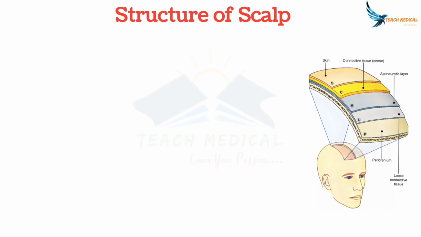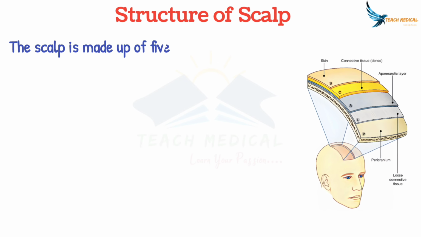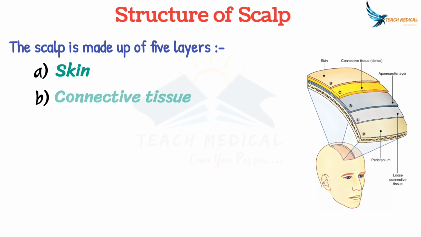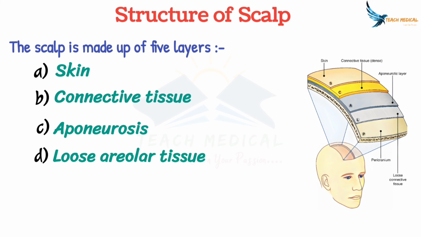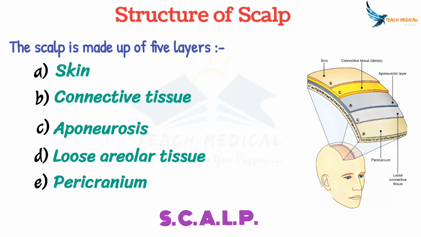Structure of scalp. The scalp is made up of 5 layers. From superficial to deep, these are as follows. A. Skin. B. Connective tissue. C. Aponeurosis. D. Loose areolar tissue. E. Pericranium. The sequence can be easily remembered by a perfect mnemonic.